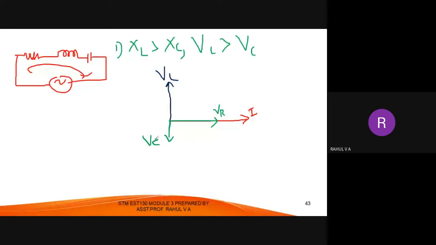Okay, now I got it, this is my phasor diagram. There are 3 voltage phasors. VR, that is the voltage phasor of the resistor, is exactly on the current phasor. The voltage phasor of the inductor, VL, is leading the current by 90 degrees. The voltage phasor of the capacitor is lagging behind the current by 90 degrees.